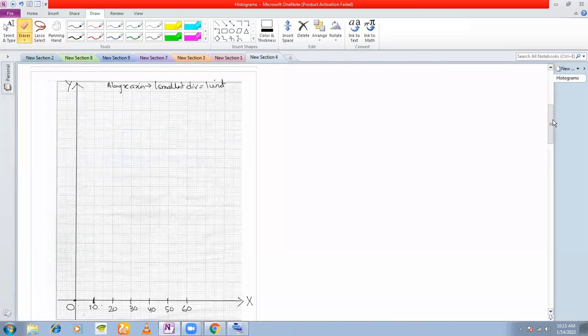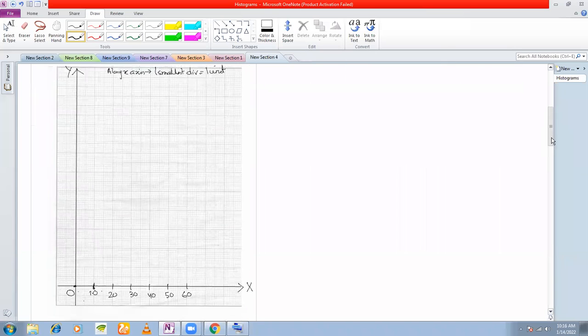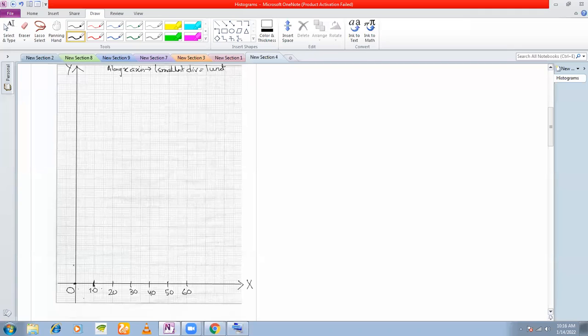Now I have to decide the scale for the y-axis. You have to plot the number of students here. The number of students, which one is the highest here? The highest here is 10. That means you have to start from 0 and move till 10. So let's see if I have place here. I can make this 1, 2, 3, and then 4, 5, 6, 7, 8, 9, 10. Yes, I have placed till 10. So I have covered the highest frequency also.